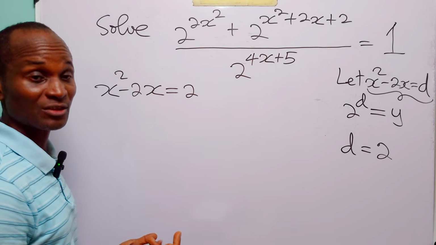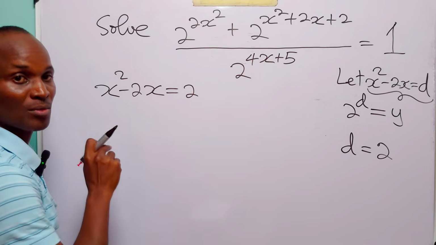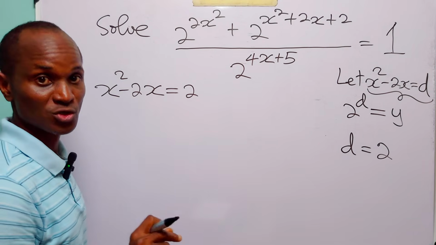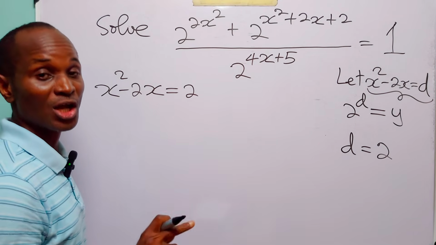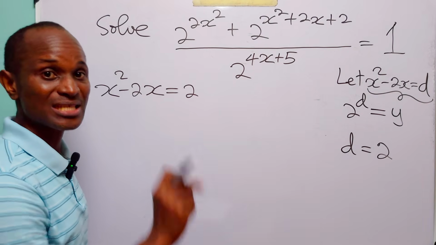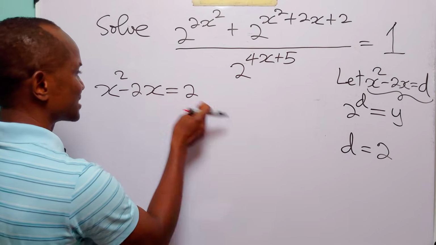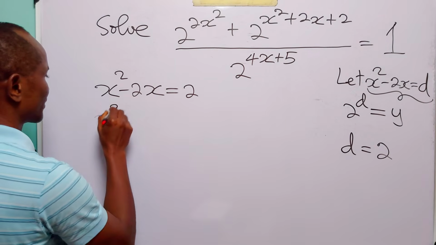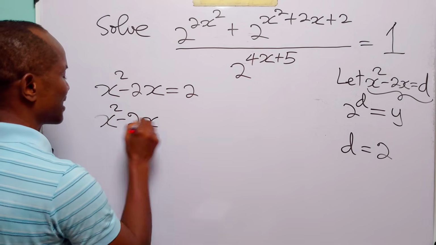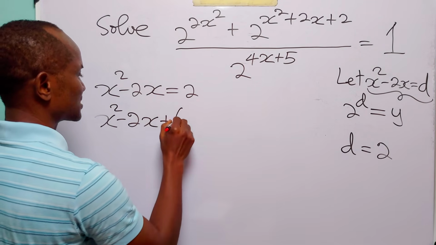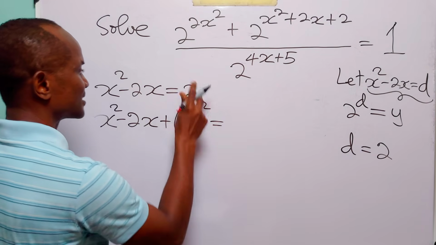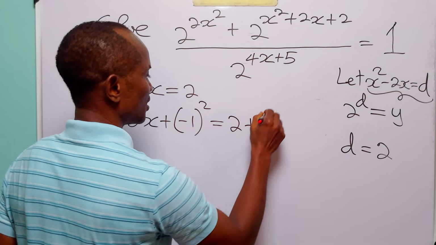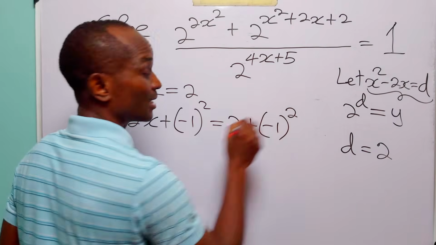Now, what is the coefficient of x? It is minus 2. What is half of minus 2? It is minus 1. So we are going to add minus 1 squared to both sides of this equation. When we do that, we have x squared minus 2x plus minus 1 squared is equal to 2 plus minus 1 squared.